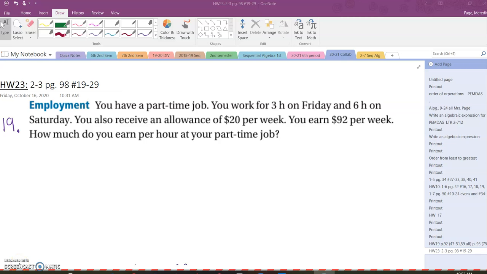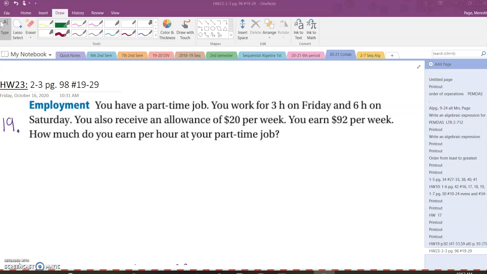Okay, good afternoon. I am going to go over homework 23 for you. I'm not going to go over every single problem, but I am going to go over about half of them, and then you guys will be responsible for the other half. I will give you the answer to the problems that we don't do so you can at least check your work. So let's go ahead and start with number 19.